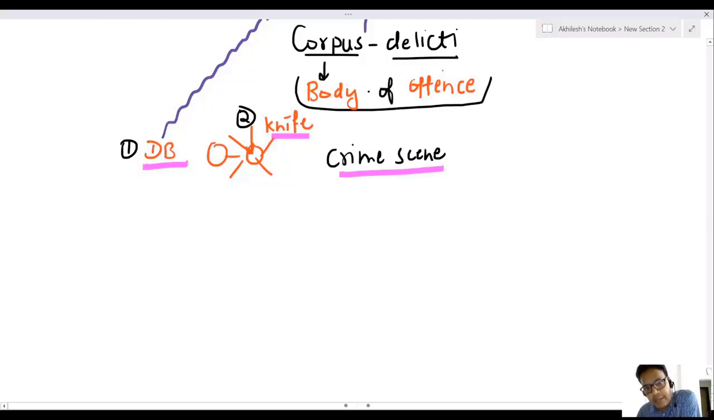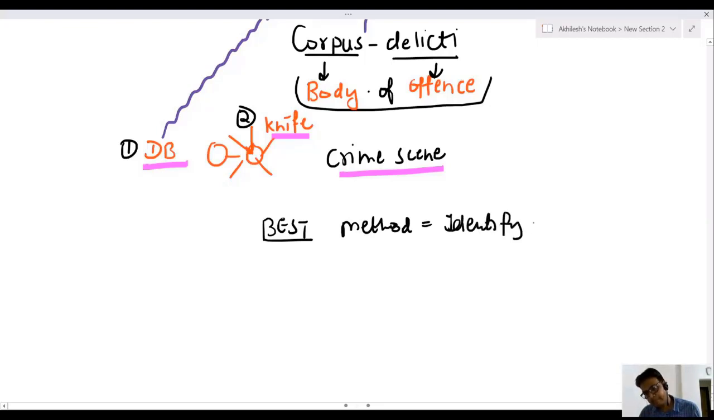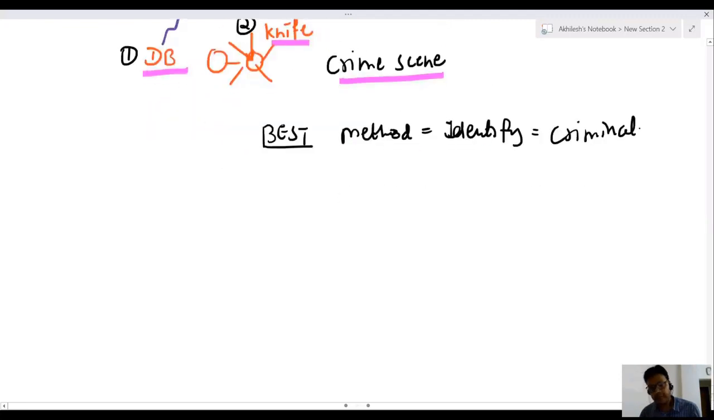Corpus delicti means body of offense. Jurm ka sharir. Pehle ye to pehchano ki kiske saath jurm hua hai. So identification is the most important part of corpus delicti. Now, sir, best method to identify criminal. Best method to identify criminal is fingerprinting.